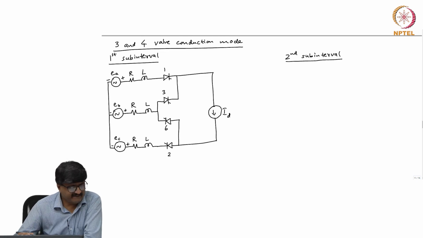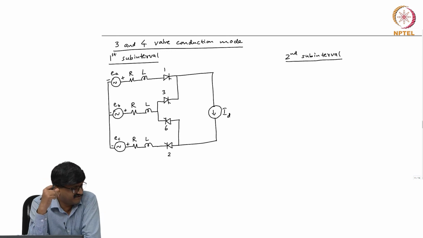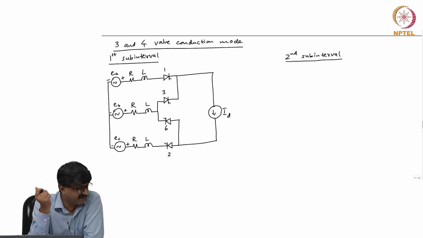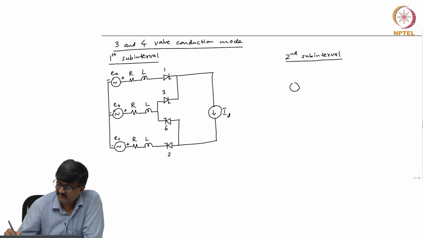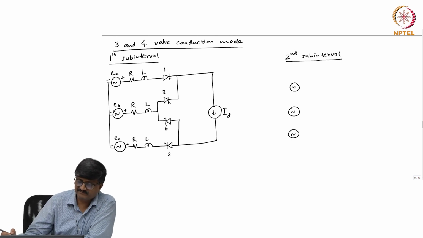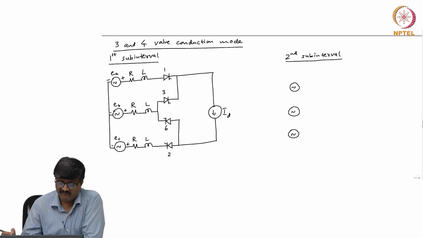The circuit for the second subinterval is same as the circuit which was used for the first subinterval of the 2 and 3 valve conduction mode. So, okay, let me redraw that. So, here the circuit is having all the elements except for the valves 4, 5 and 6.